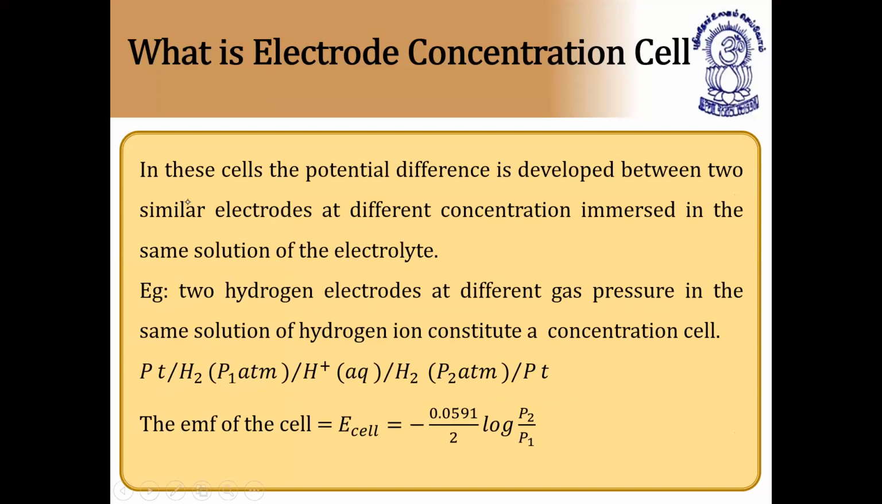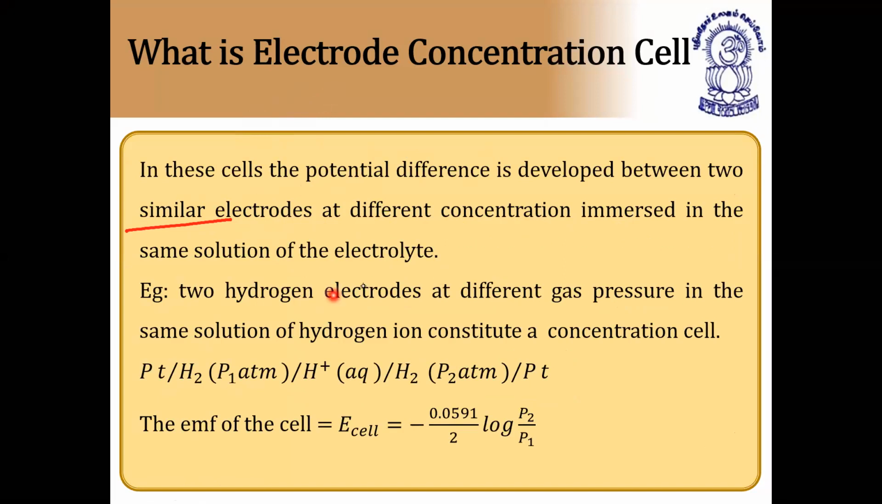In these cells, the potential difference is developed between two similar electrodes. Here, you underline the words similar electrodes, at different concentrations, immersed in the same solution of the electrolyte. Example: two hydrogen electrodes at different gas pressures in the same solution of hydrogen ion constitute a concentration cell.